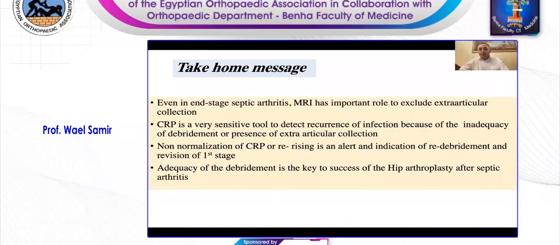Non-normalization of the CRP, or any change in the attitude of the CRP, is an alert or indication that something is wrong, calling for redeployment or revision of the first stage. And again, adequacy of the debridement is a key to success of hip arthroplasty after septic arthritis.